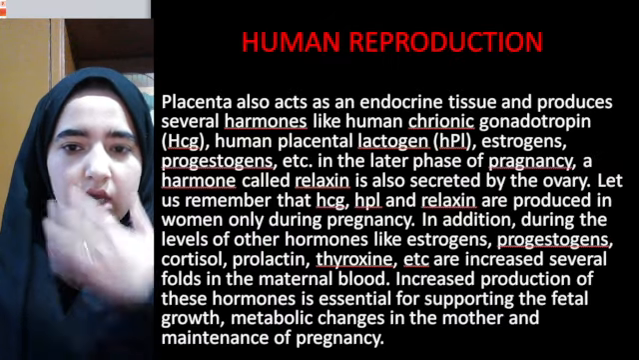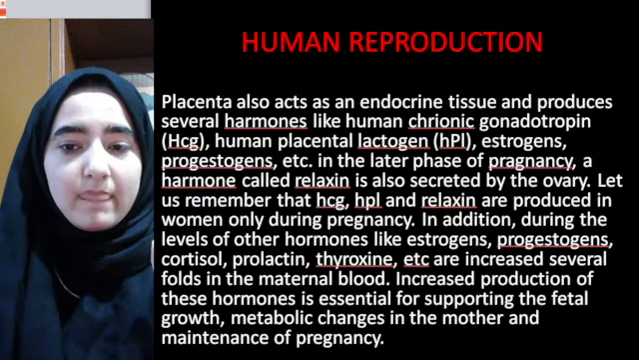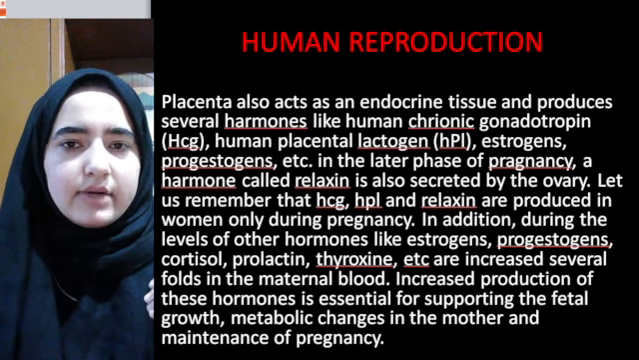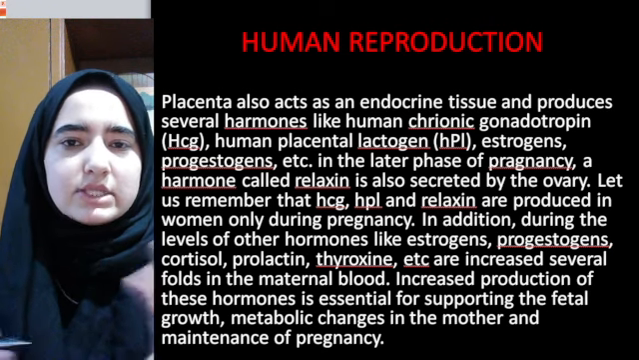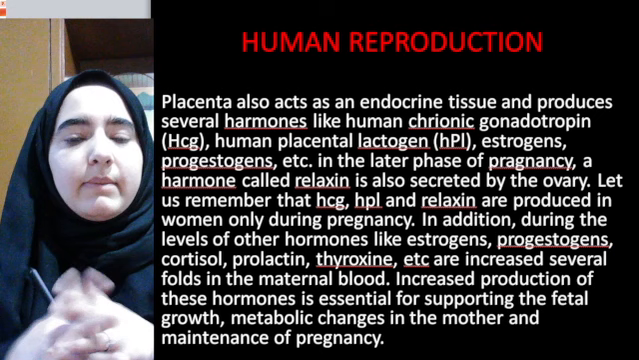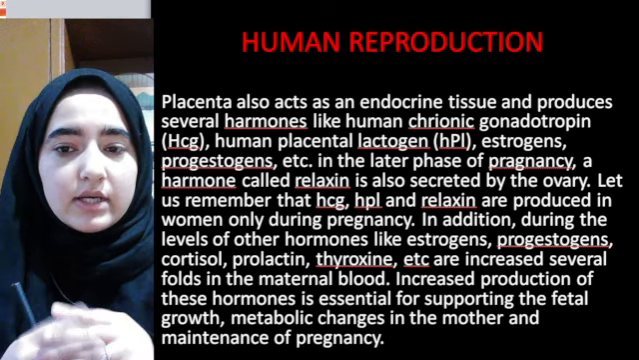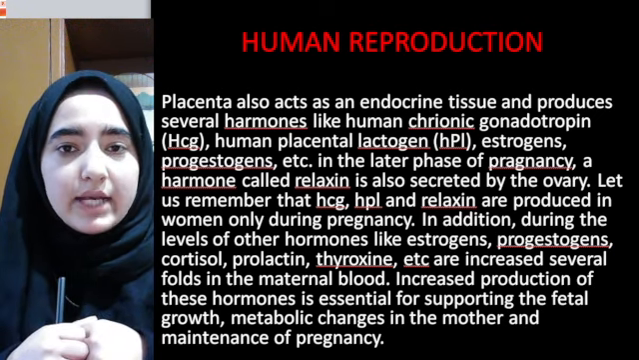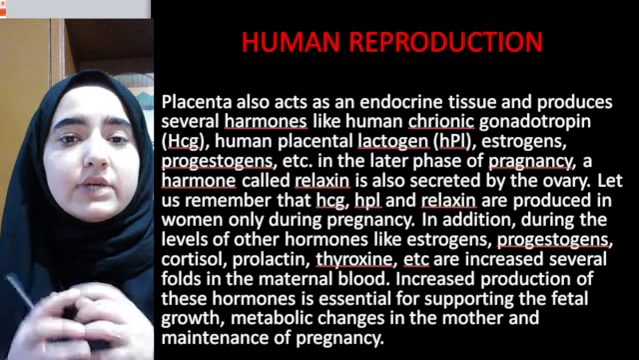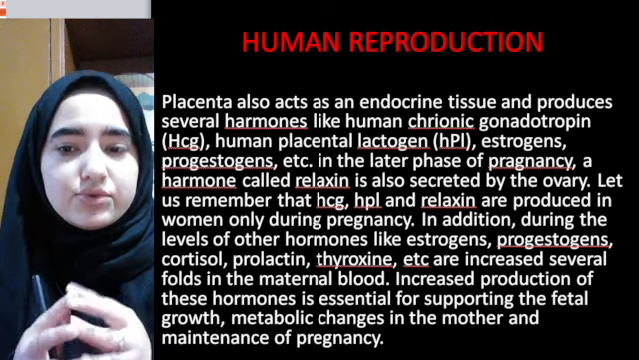Please remember, estrogen and progesterone are released in females during the menstrual cycle as well, but human chorionic gonadotropin, HPL (human placental lactogen), and relaxin are produced in women only and only during pregnancy.